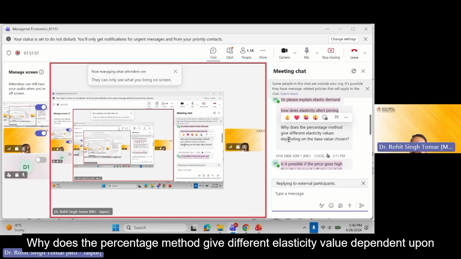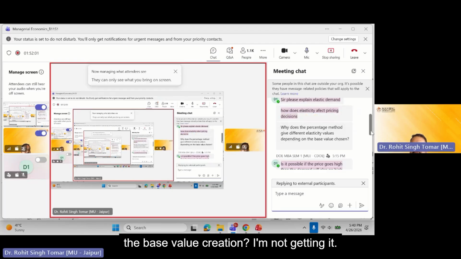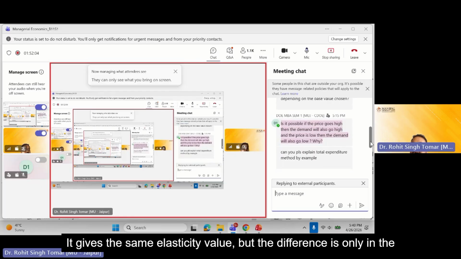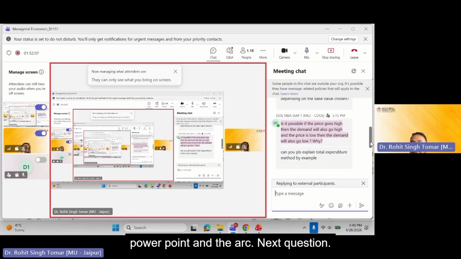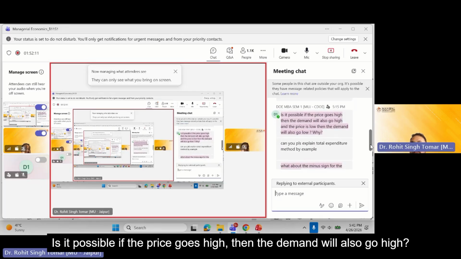Why does the percentage method give different elasticity values depending upon the base value? I'm not getting it. It gives the same elasticity value, but the difference is only in the point and the arc. Next question. Is it possible that if the price goes high, then the demand will also go high?